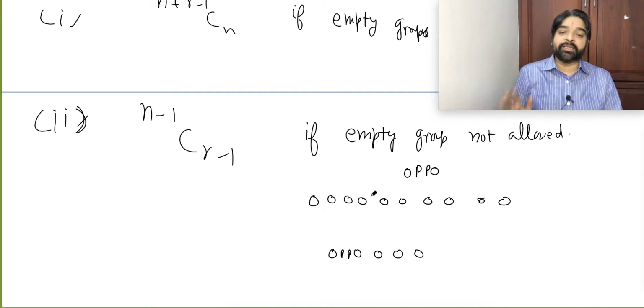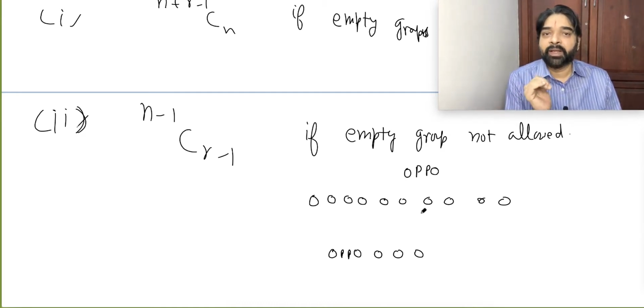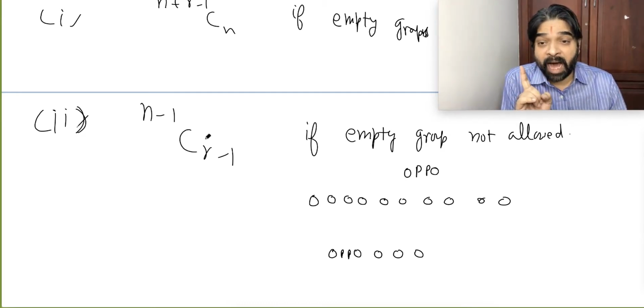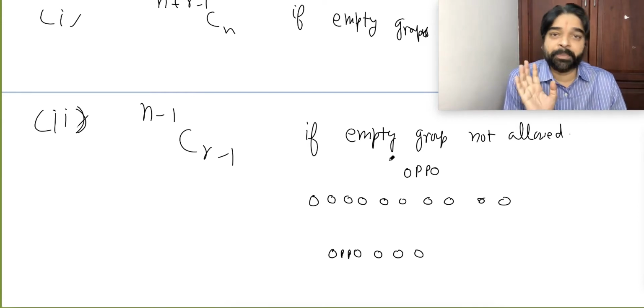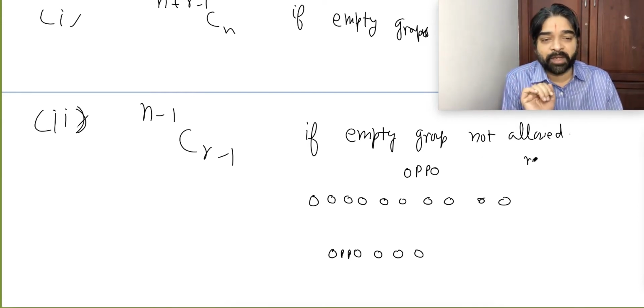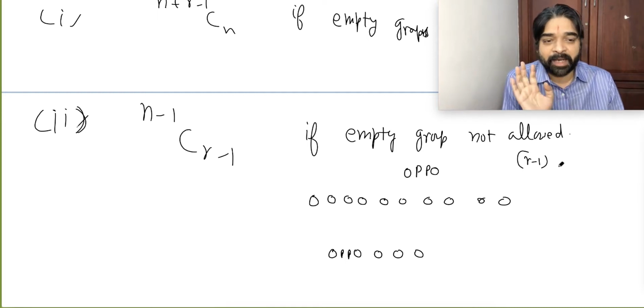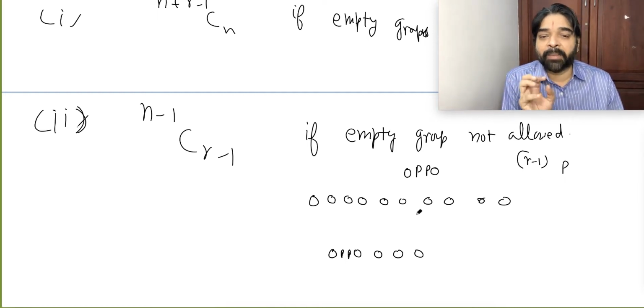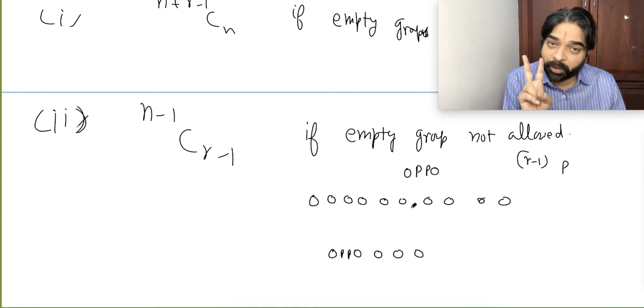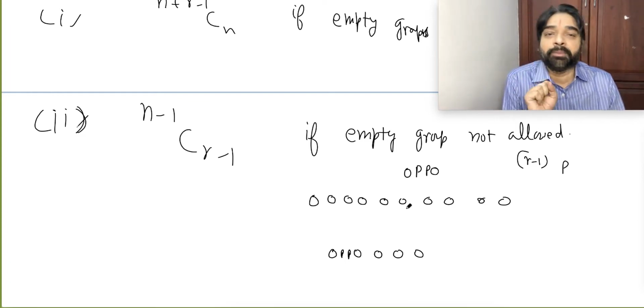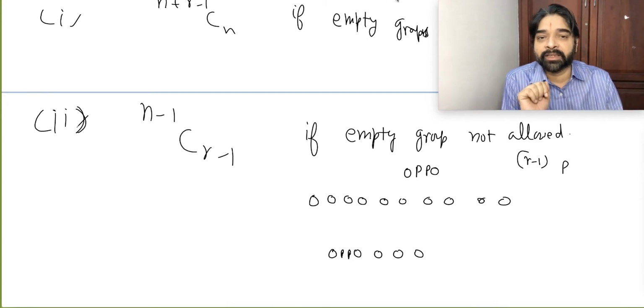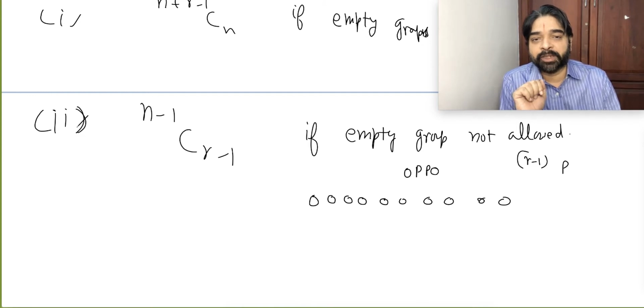we have to arrange the P's in between, and we are going to make the R groups. So 100% sure we are going to keep R minus 1 partitions. R minus 1 P's are there. This R minus 1 P we have to arrange, but no two P should come together. This is the logic we will apply. So, finish question. It's a gap method, nothing else. We have to arrange in such a way that no two P should be together.